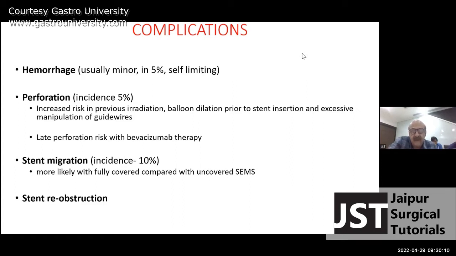If there's previous irradiation, or a balloon dilatation prior to stent insertion with excess dilatation being done, excess manipulation of guide wires also, these are actually the risk factors for perforation. And late perforation risk occurs after chemotherapy, so one has to be very cautious in these patients.